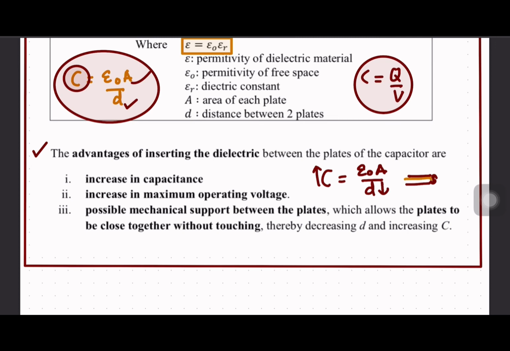dielectric. Bila kita insert dielectric kat dalam ni, jarak antara dua plate ni akan jadi semakin dekat. Dia dipisahkan oleh benda lain, macam tu kan. So plates to be close together without touching. So dia boleh increasekan capacitance.